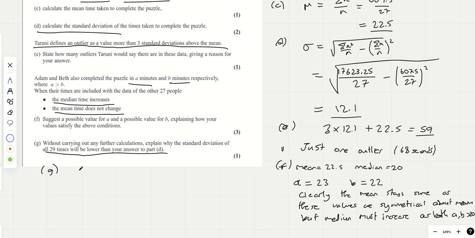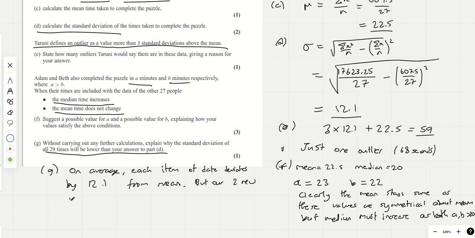What that's telling us is that on average, each item of data deviates by 12.1. But our two new items of data are only 1.5 away. Are very close to the mean, or much closer than 12.1, lying 12.1 away from the mean. Very close to the mean. So this should reduce the standard deviation.